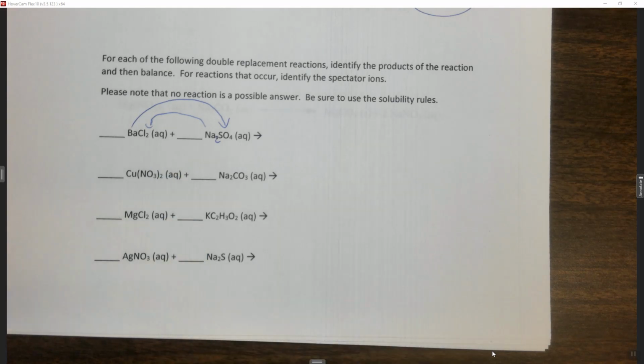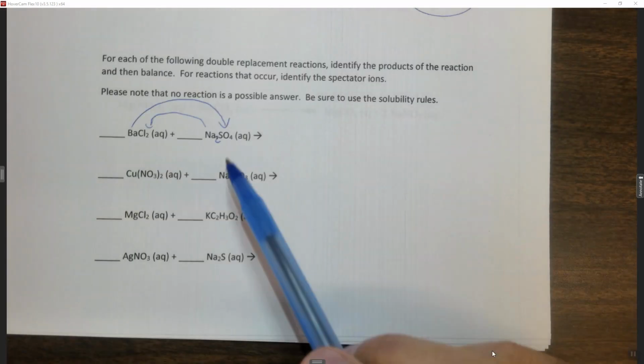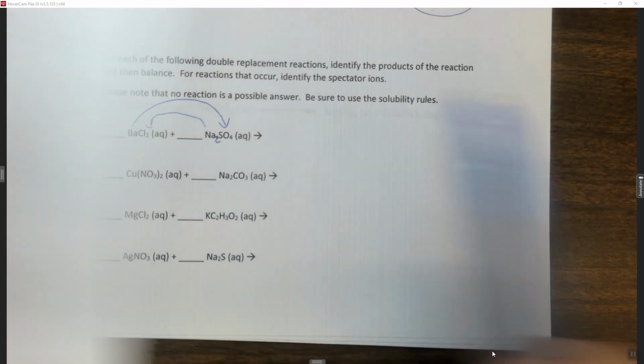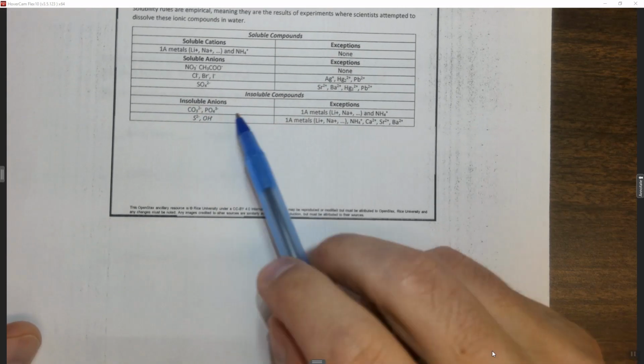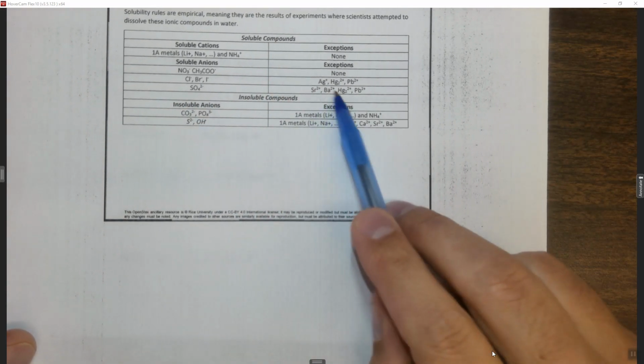Now, before we bother to write the products of this reaction, what we're going to want to do is see if anything's insoluble. And here we're going to have to use the solubility rules. If you haven't watched the previous question, do that first because it goes over the solubility rules. So if we go with barium and sulfate, we have sulfates, which are generally soluble. But if we look, barium is an exception.